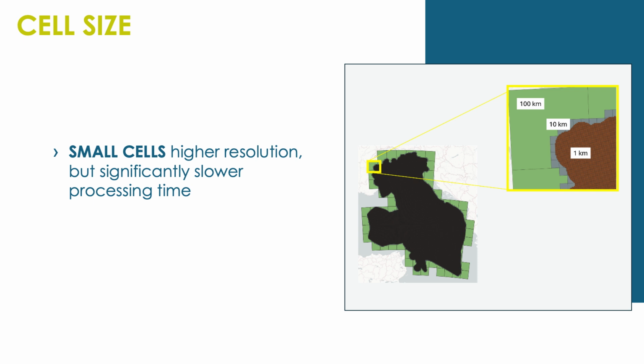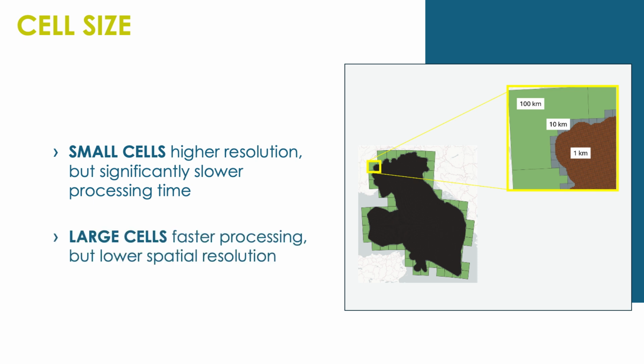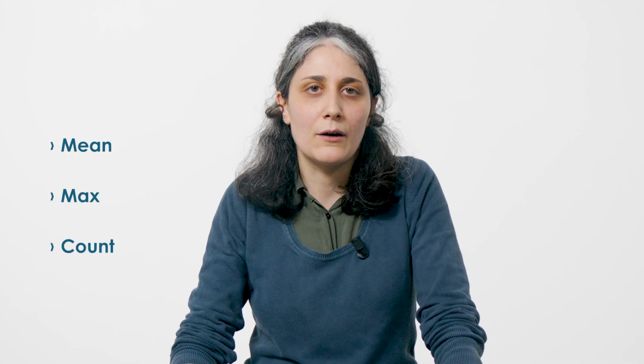Before closing, a few best practices when working with spatial grids. Always work in a projected CRS to ensure distances are in meters. Choose your cell size carefully. Too small and your processing time explodes. Too large and you lose resolution. Use aggregation functions carefully. Mean, max, count, depending on what you need.